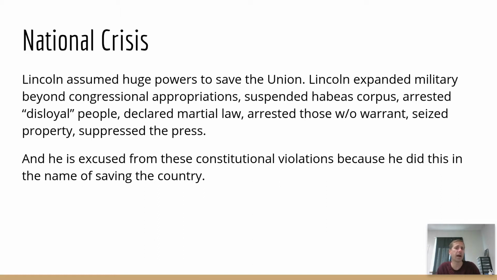All these things in a regular time period, we'd be like, oh, no, you don't. We have freedom of speech, freedom of press. We have the Fourth Amendment. You can't suspend the writ of habeas corpus. I have a right to go before a judge. You can't arrest me for my beliefs. But we let Lincoln go. He's excused from these violations. You just can't do these things. But it was a national crisis, so we let him slide on it. He did it in the name of saving our country. So during times of national emergencies, like Lincoln.